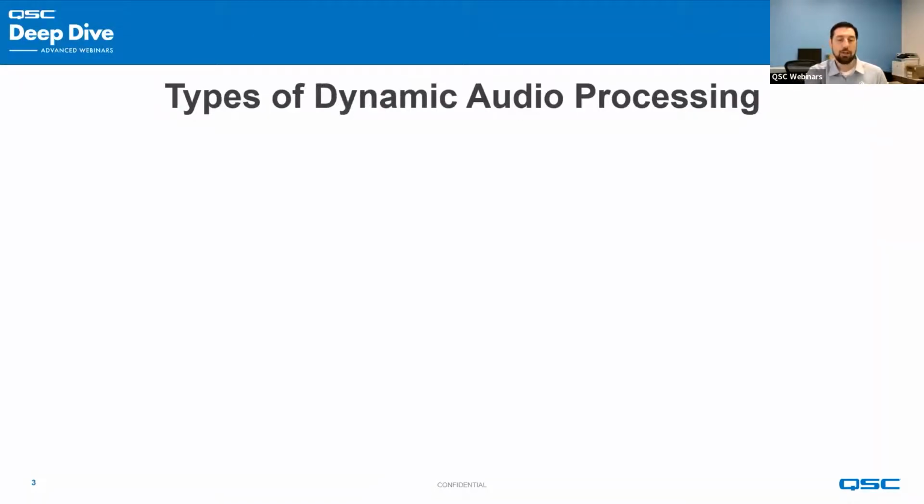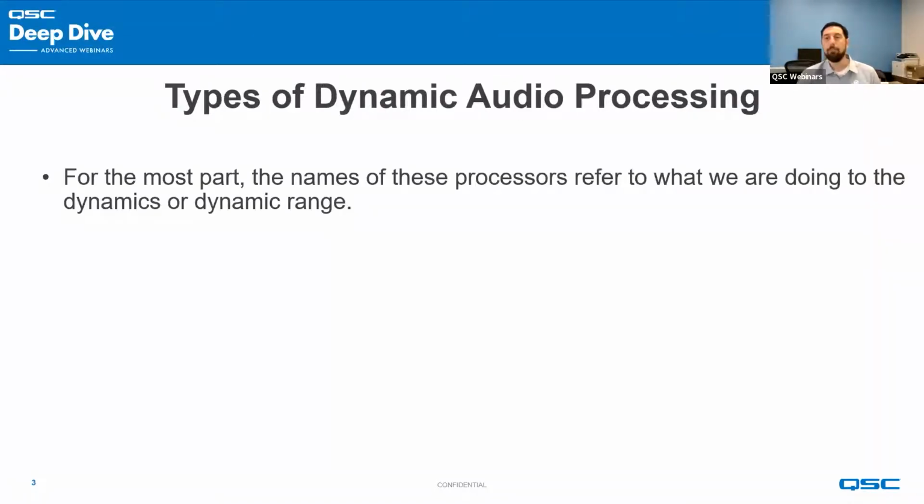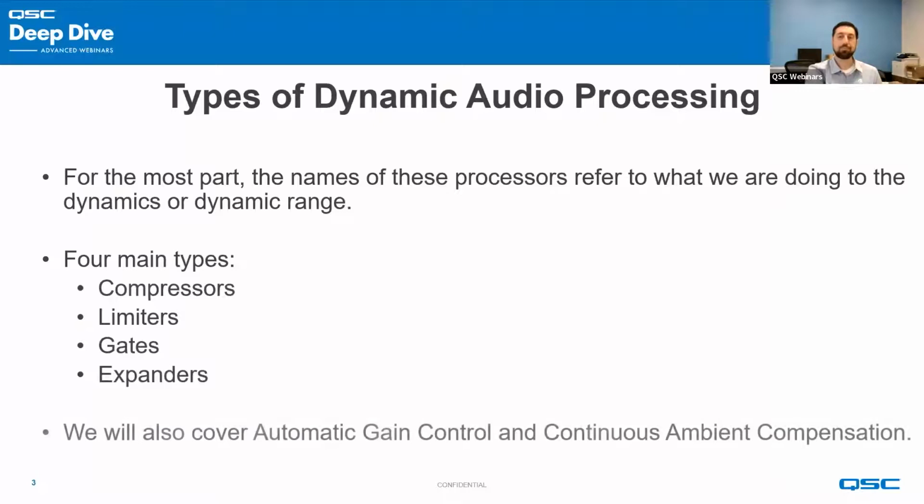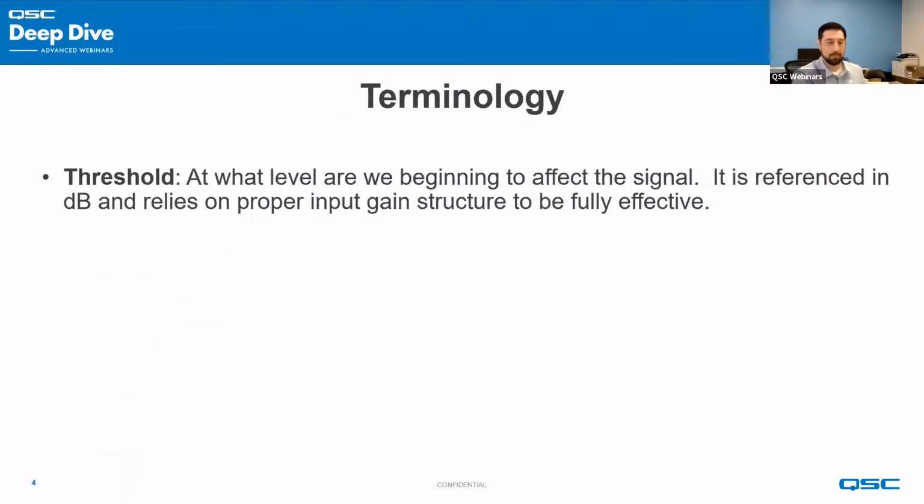Types of dynamic audio processing. For the most part, the names of the processors will refer to what we're doing to the dynamic range of the signal. We're going to deal with four main types today: compressors, limiters, gates, and expanders. And again, like I said, we will also touch on AGC and CAC.